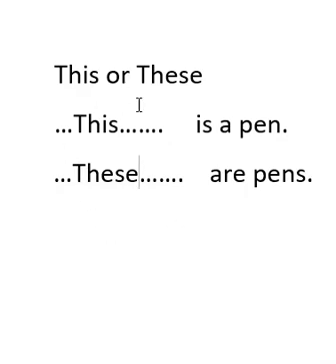Okay students, I hope you have understood how we use this or these. With this we will use is and was, and with these we will use are and were.